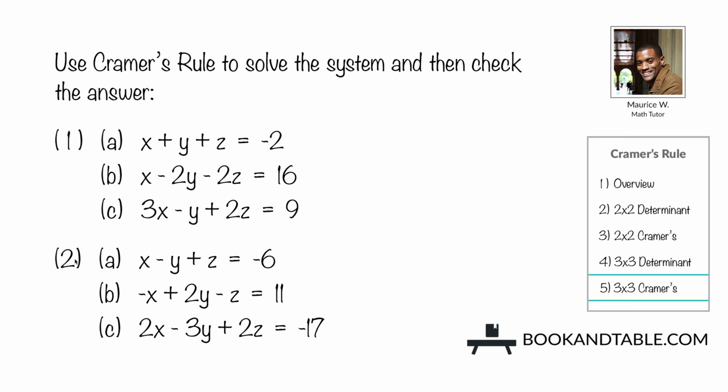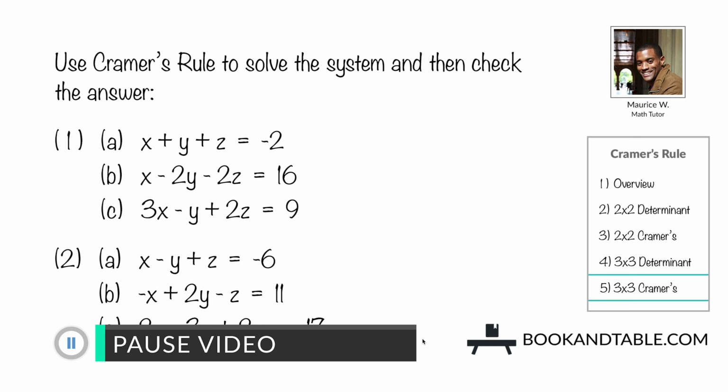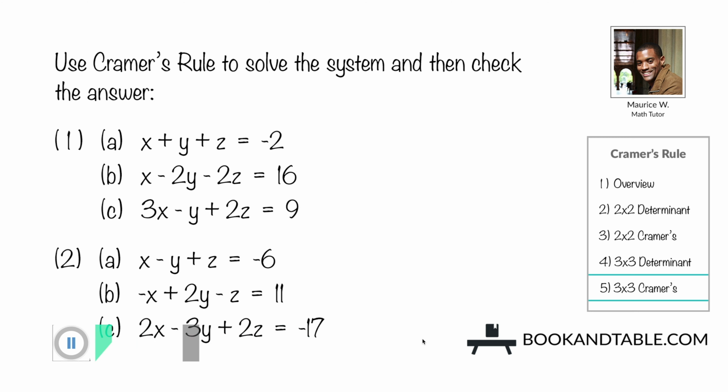Question number 2, equation A, x minus y plus z is equal to -6. Equation B, -x plus 2y minus z is equal to 11. And equation C, 2x minus 3y plus 2z is equal to -17. Pause the video, answer these questions, and then press play when you are ready to begin.